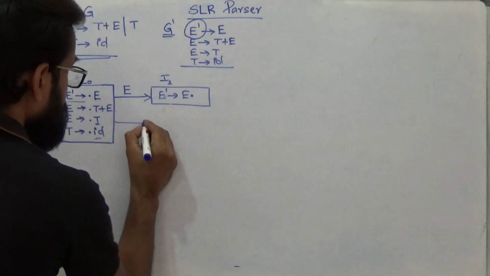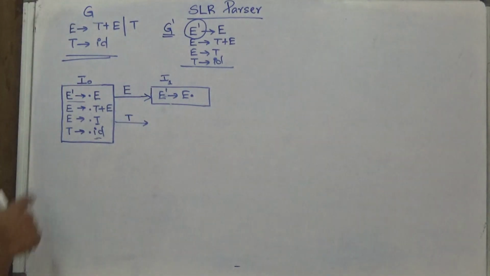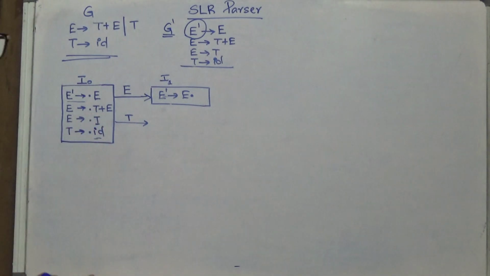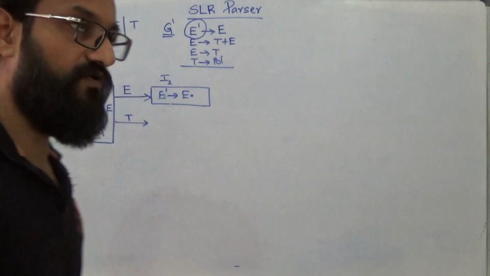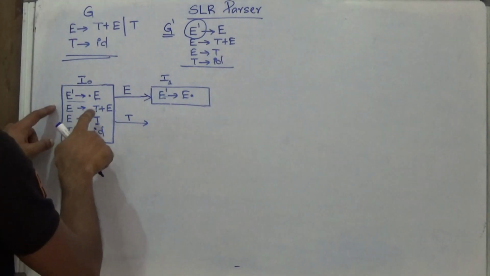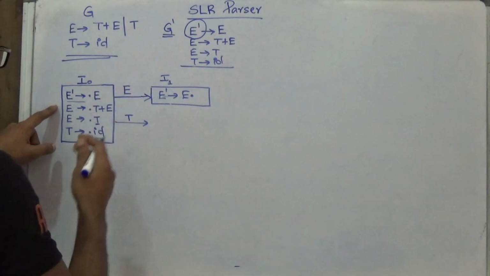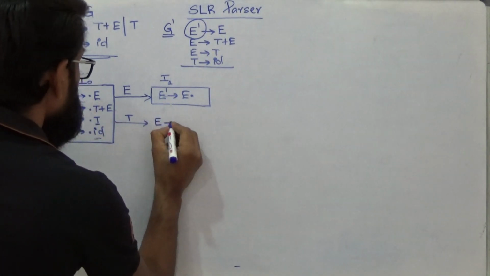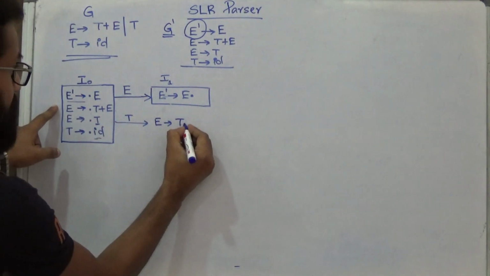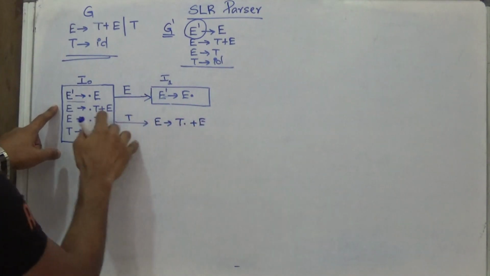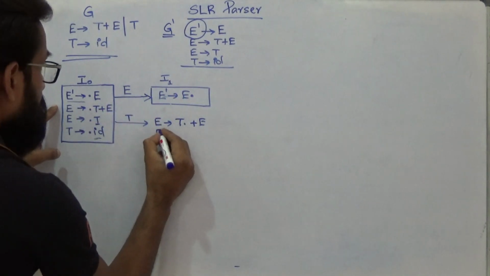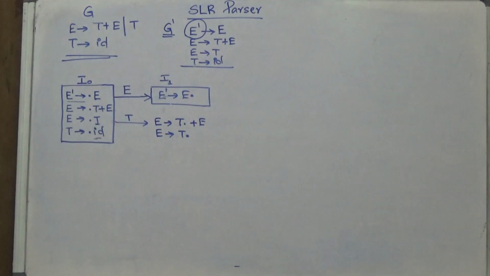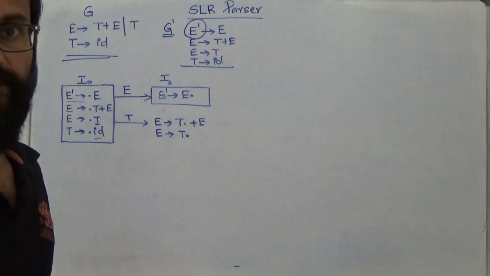Similarly, you can apply T. So what happens if I apply T? You are having two productions whose right hand side contains T immediately preceded with dot operator. So whenever the parser sees T or a string derivable from T, you will be getting one item E giving T dot plus E based on this production, and another item E giving T dot, based on this production. So these are the two initial items that can be added to the item set.